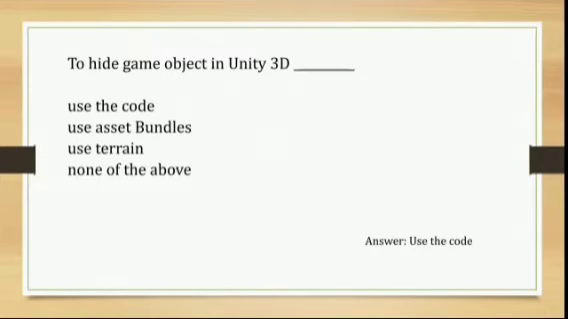Next, to hide a game object in Unity 3D, what will you be using? To hide, you can't use Terrain. Terrain gives the effect only. Then asset bundle, it is the bundle of predefined assets. So of course, to hide the game object, you will be using some code. You can use the code to hide the object. Answer is to use the code.